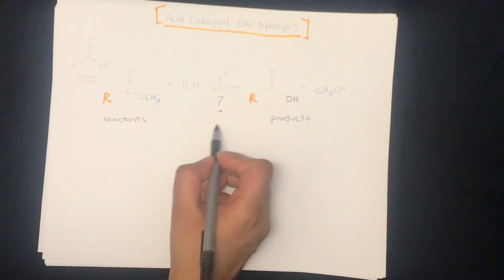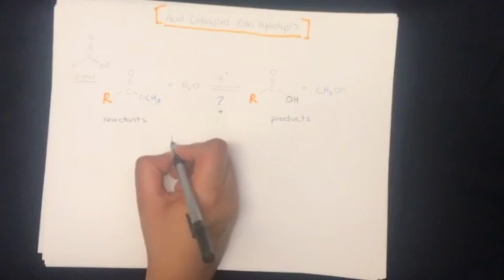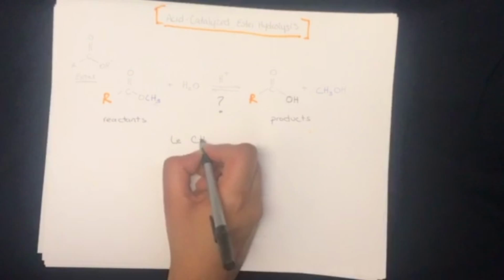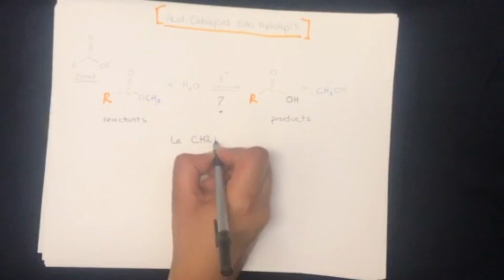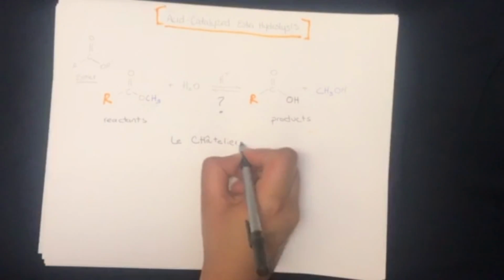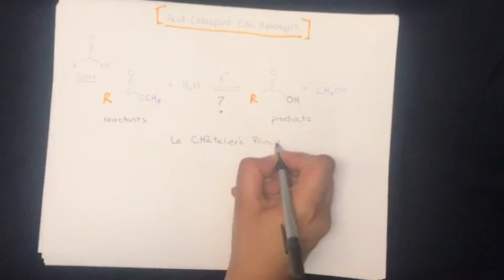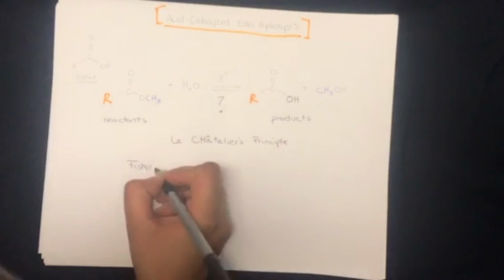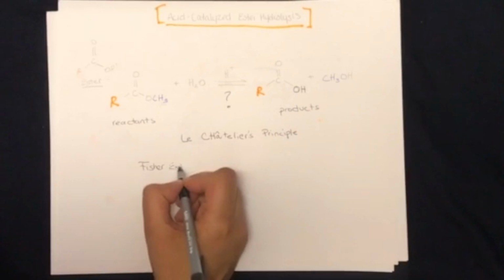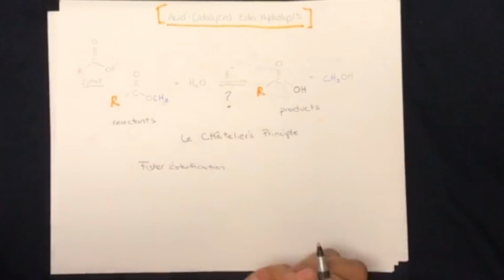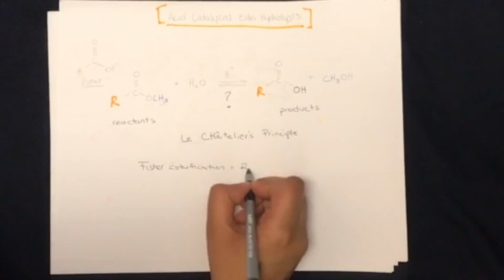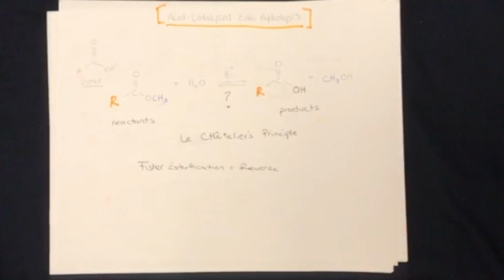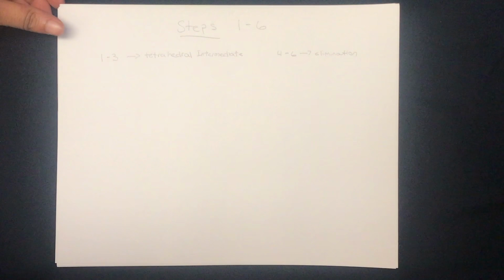So Le Chatelier's principle is applied in this reaction, which states that all reactions should be at an equilibrium. And since the ester is in water, hydrolysis is going to occur. One more thing to notice is that this is the exact reverse of the Fischer esterification as well. So there are basically 6 parts to this.